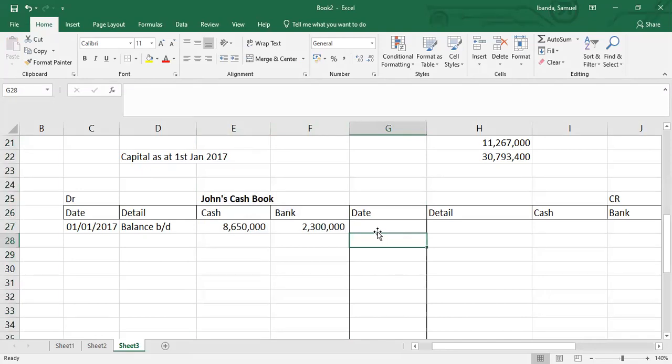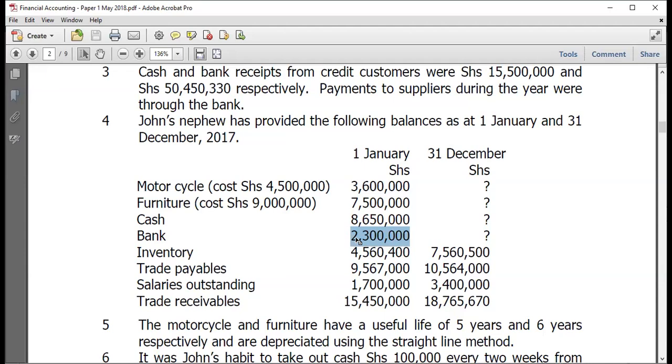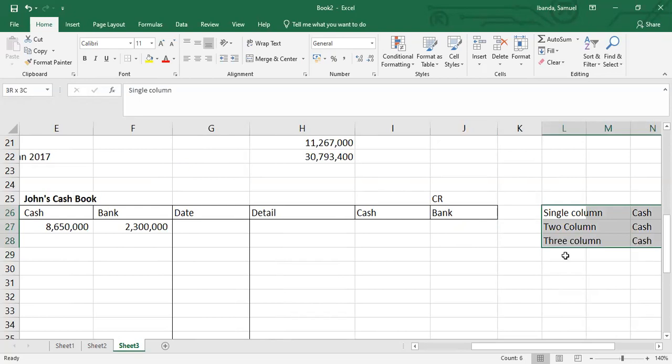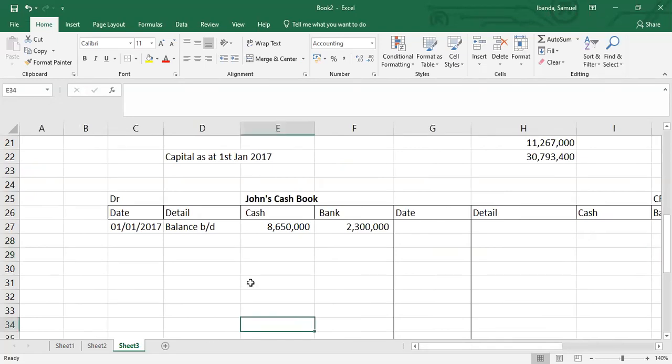I'm putting these balances on the debit side because cash and bank are assets, and assets have a normal debit balance. But there are also cases where the examiner will give you something where the bank 2.3 is in a bracket. If they put this 2.3 in a bracket, it means that bank has a credit balance, which means you have a bank overdraft. In such cases, instead of recording this value here, you'll record it on this other side. It's only bank that can have a credit balance in the cash book. Cash does not. So it's important for you to understand that.